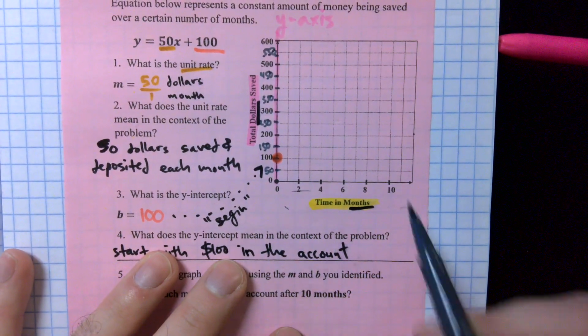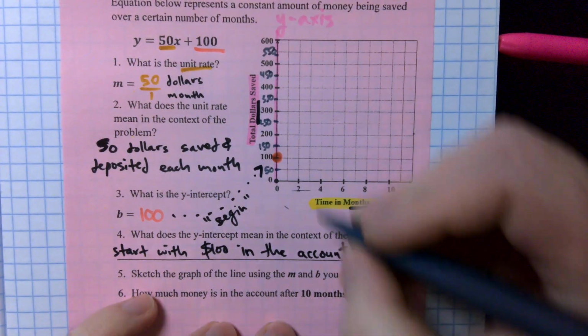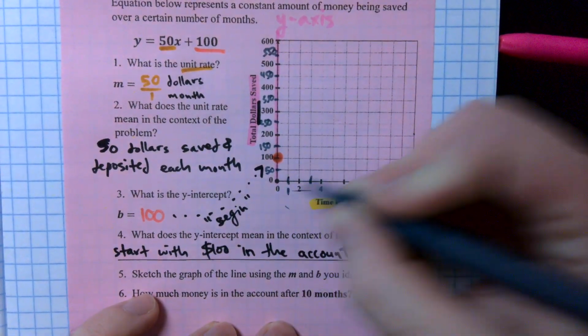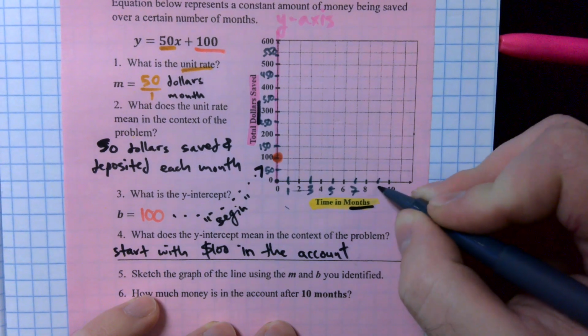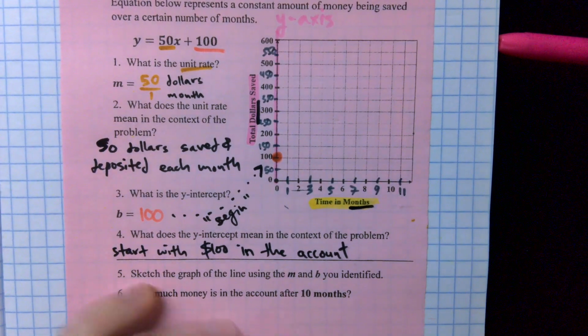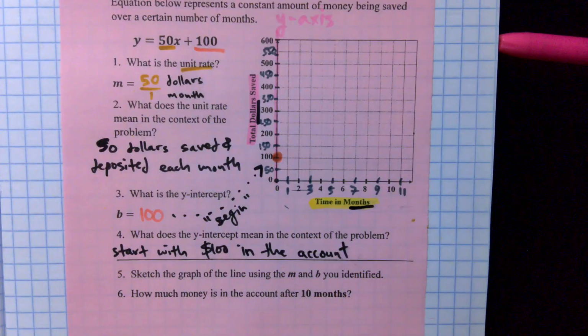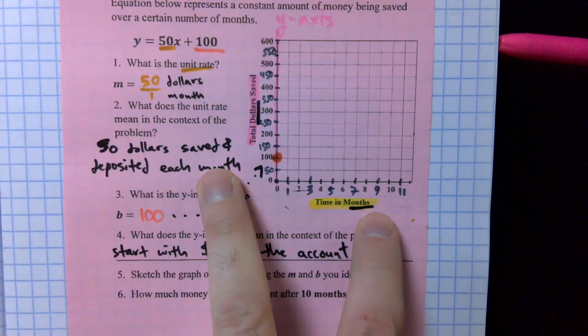How many months is each box representing on the x-axis? 1. 1, 2, 3, 4, 5, 6. And again, this is what we did with our beginning lessons. We filled in all the blanks so I know kind of what I'm dealing with here. Everyone cool on how we filled those blanks in? Yeah? Okay.